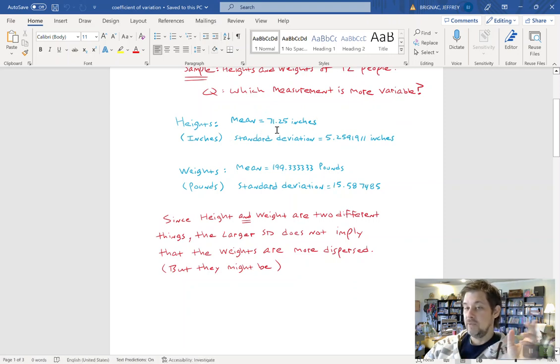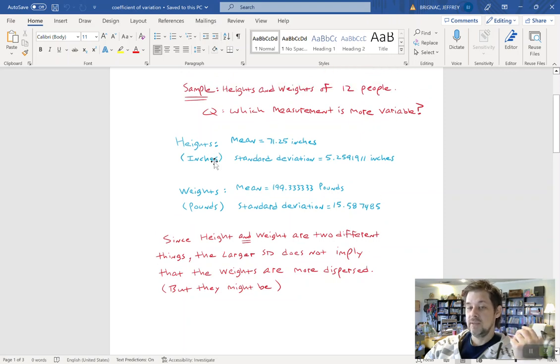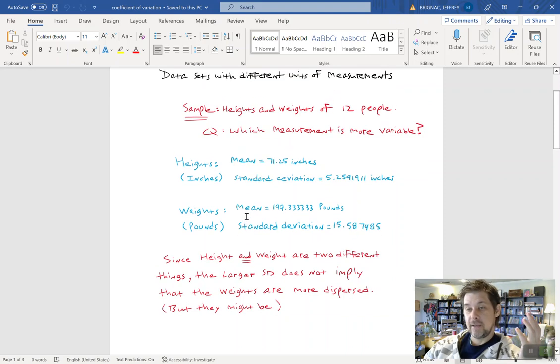For the heights, the mean was about 71.25 inches. The heights are measured in inches. And the weights, mean was 199.333 pounds. For the heights, the standard deviation was about 5.25 inches, and for the weights, the standard deviation is 15.58 pounds, okay? Now, I keep saying pounds and inches because I want to emphasize heights and weights are different, and what I mean by that is we use different units of measurement to quantify them, okay?